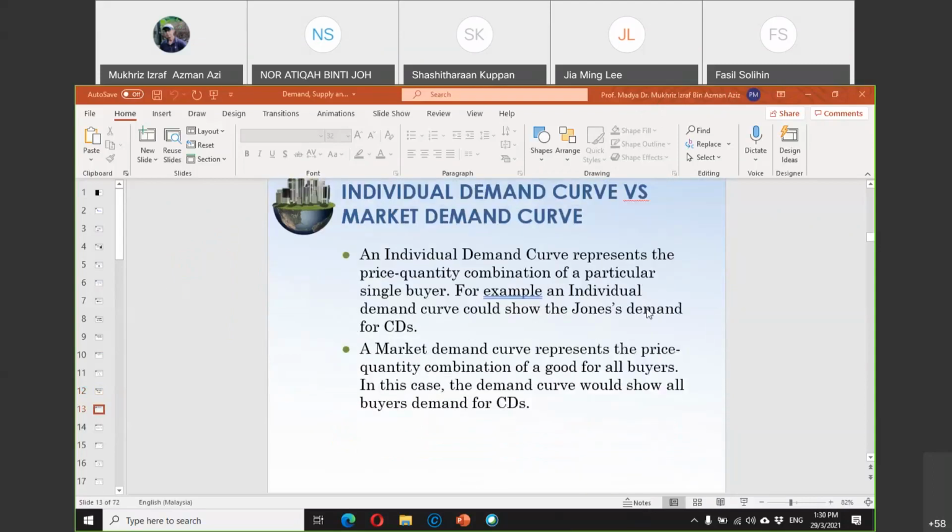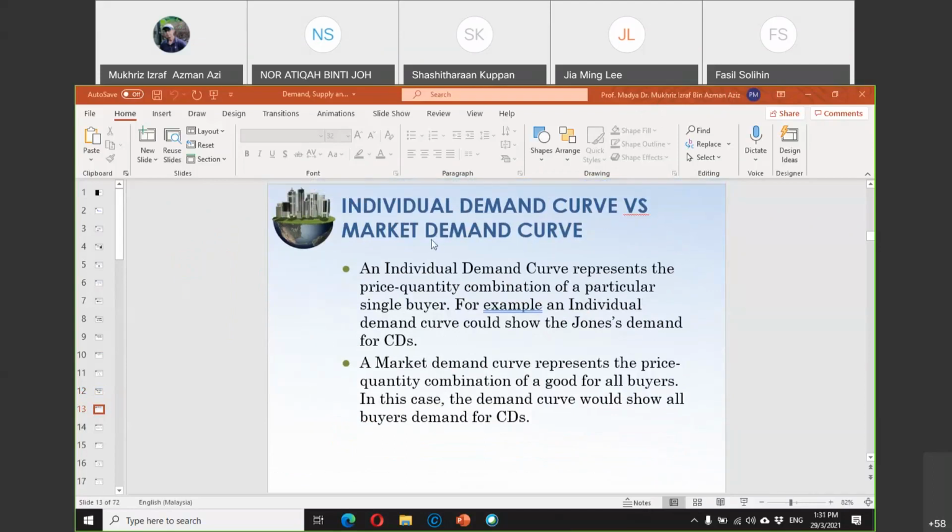Then we have individual demand curve versus market demand curve. I think you can understand from the terms. Individual means only one person. Market means a combination of many consumers, many individuals. You add the demand of every person, then you get the market demand curve.